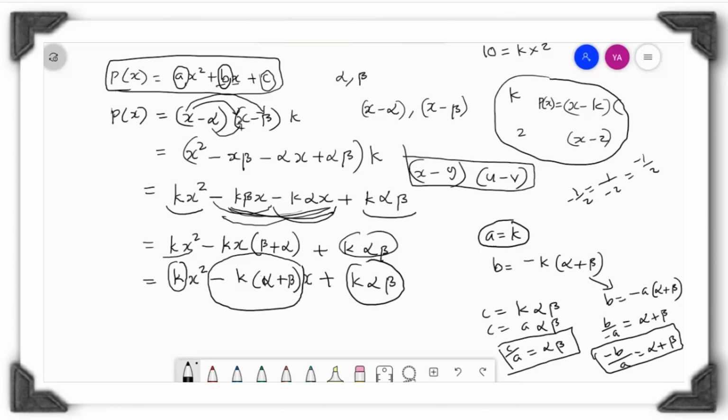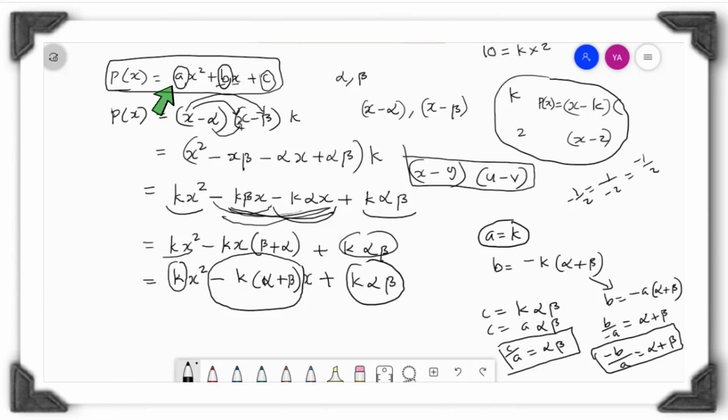In the next step, to match with the general form, the x we write on the right-hand side. It's the commutative property, right? Multiplication is commutative, so x you can write on the right or left, no problem. So now it matches with the general form: a constant into the x square term, then a constant into the x term, then a constant term. So compare the coefficients.